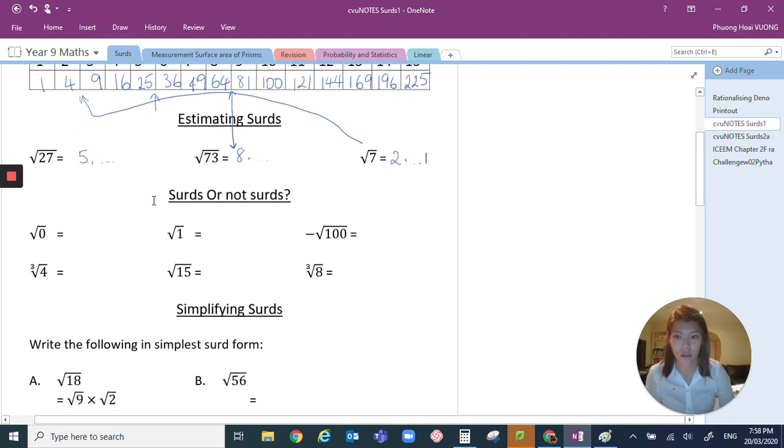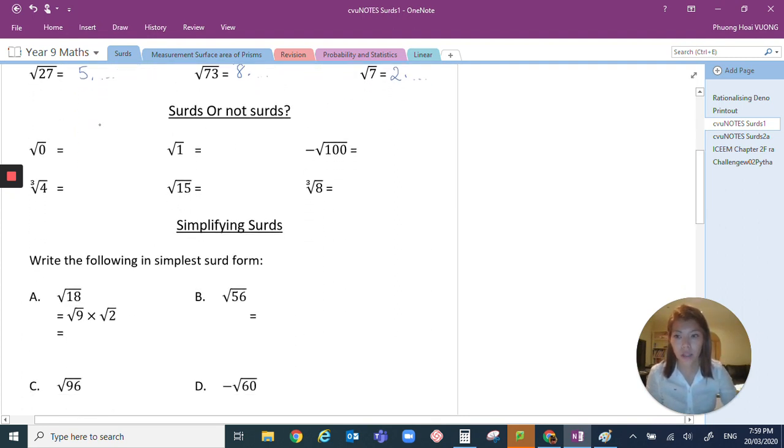Surds or not surds? So let's have a look at these values. Square root of 0 is just 0, so it's not a surd. Square root of 1 is just 1, so also not a surd. Square root of 100 with a negative is negative 10, so not a surd. Cube root of 4 is definitely a surd. It's a very ugly number on the calculator. Square root of 15, also a surd. And cube root of 8 is simply 2, so not a surd. So surds are things that are irrational, and the numbers don't have any patterns in the decimal points.